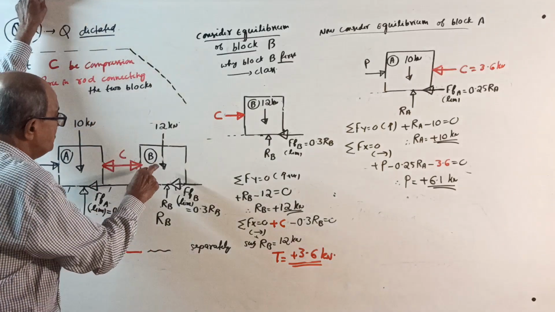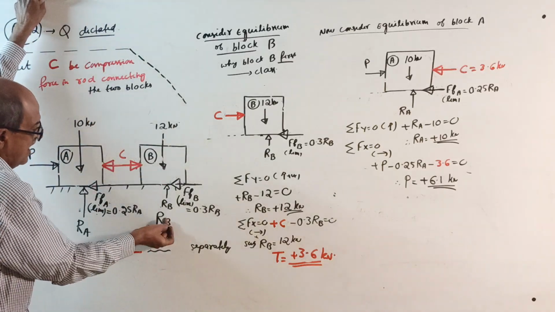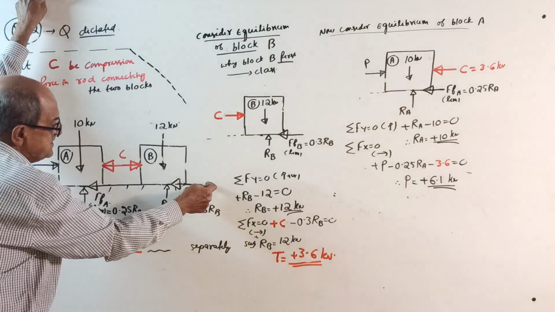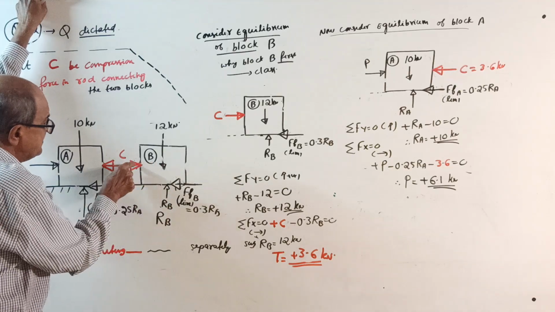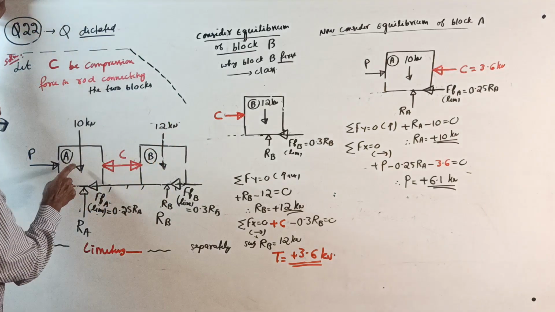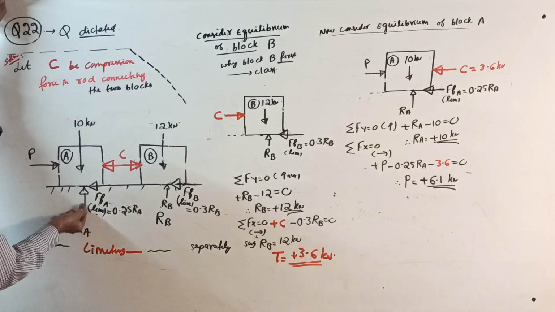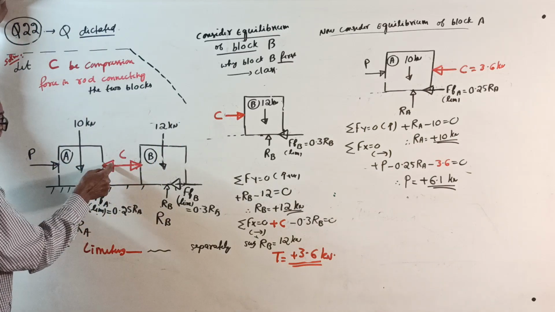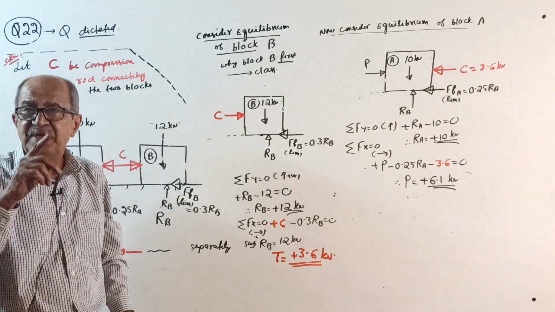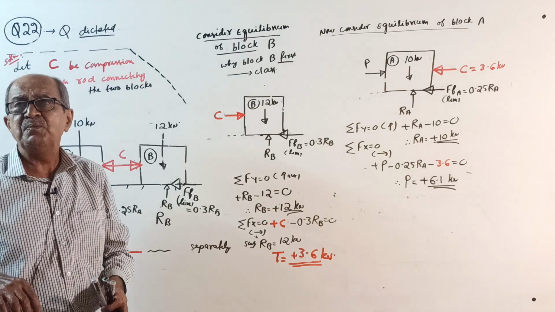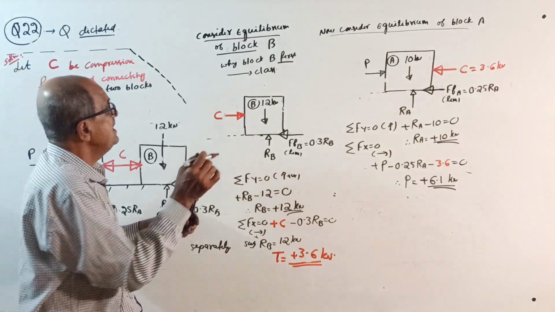If you consider block B, friction is in terms of RB. If you take block B, RB and C are two unknowns. If you consider block A, RA, P and compression, three unknowns are there. You always start from that block where the number of unknowns is lesser. So that's why block B.